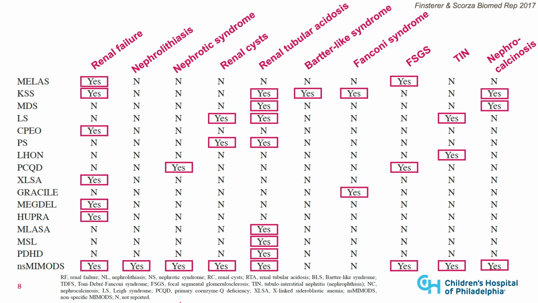In summary, we have reviewed that mitochondrial diseases can cause a variety of different renal conditions. While renal tubular acidosis and Fanconi syndrome may be the most prominent and perhaps the most common, there are a number of other conditions that require distinct and different treatment.